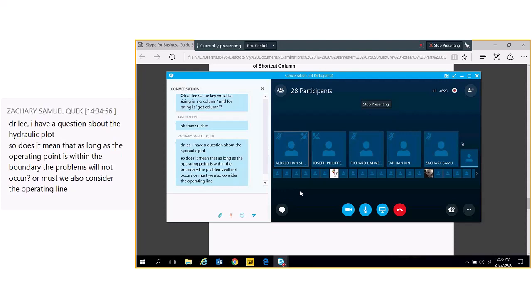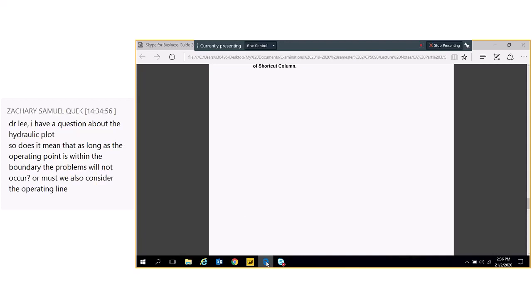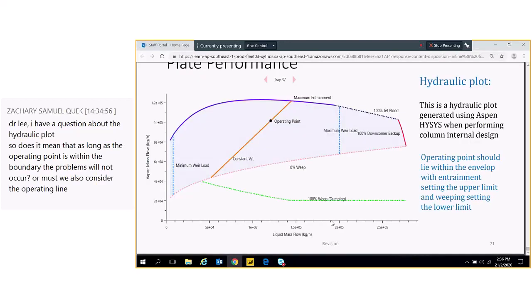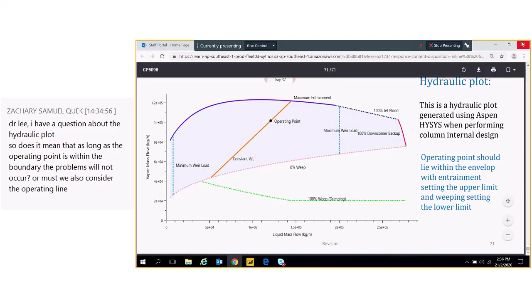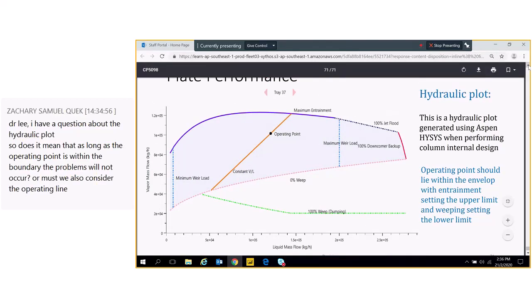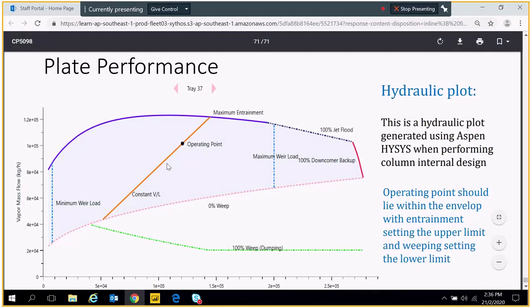Yes, as long as the operating point is within the boundary, then we are safe. Now, if we recall this one here, as long as we're in the boundary, then we are safe. So we look at this one. We are between the maximum entrainment and 0% VIP, then we are safe. As in this case here, this is the operating point. This orange line is for constant vapor mass flow rate to liquid mass flow rate.